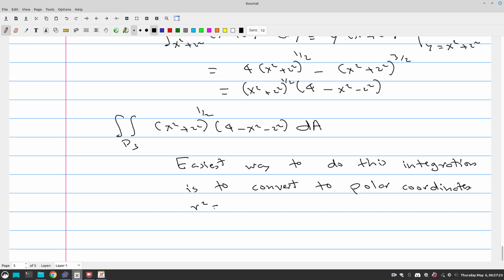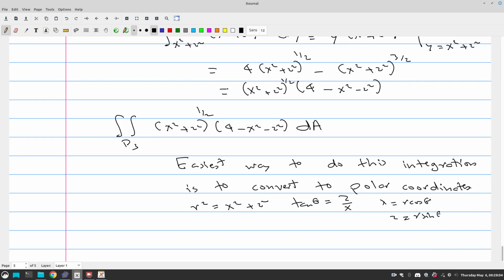So we say r squared is equal to x squared plus z squared, polar coordinates on the xz plane now. And tan theta equals z by x, because x is r cos theta and z is r sin theta.